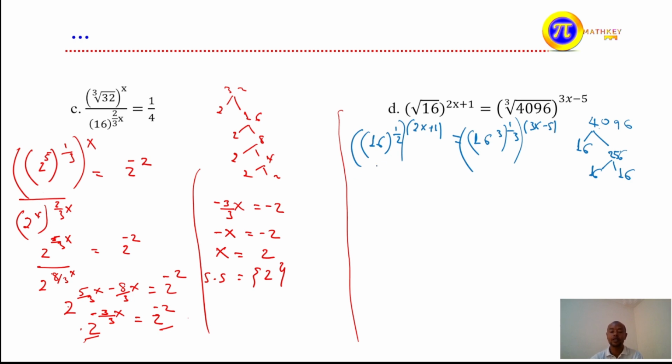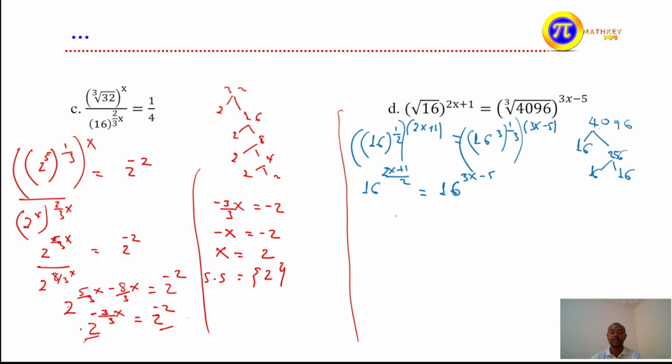So they have the same base. We take the product of exponents, which is 2x plus 1 over 2, equal to 3 times 1 over 3, that is 1. So this becomes 16 to the power of 3x minus 5.